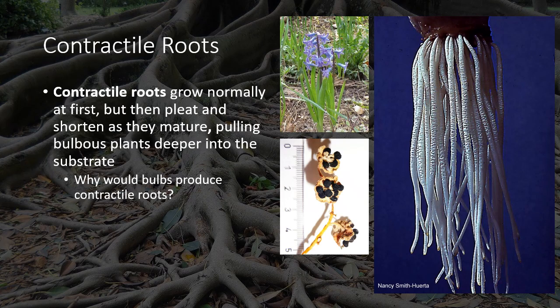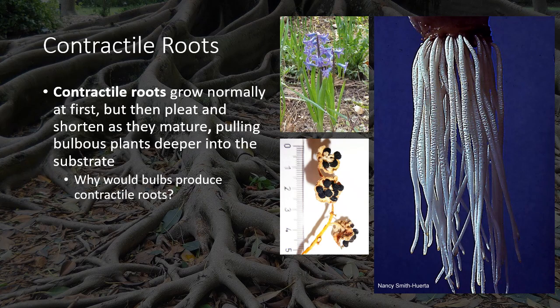And you might wonder, why would a bulb produce contractile roots? Why would it want to produce these roots which grow out into the soil and then pleat up, pulling it deeper? Consider that bulbs produce flowers and they're visited by pollinators, and those flowers are going to be pollinated, and the ovules of the fruits are going to be fertilized, and they're going to develop into seeds. Those seeds are going to fall in the soil somewhere, and they're going to germinate, and there's going to be a tiny little baby bulb growing on the soil surface.